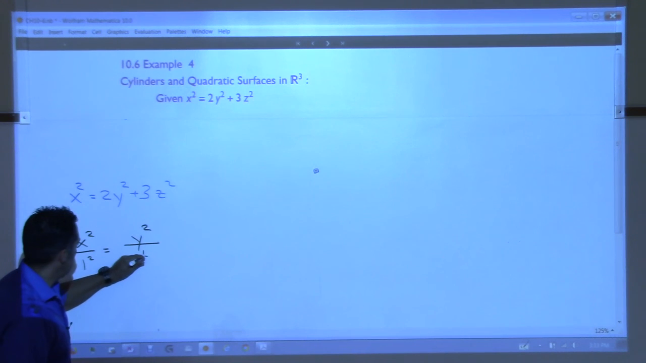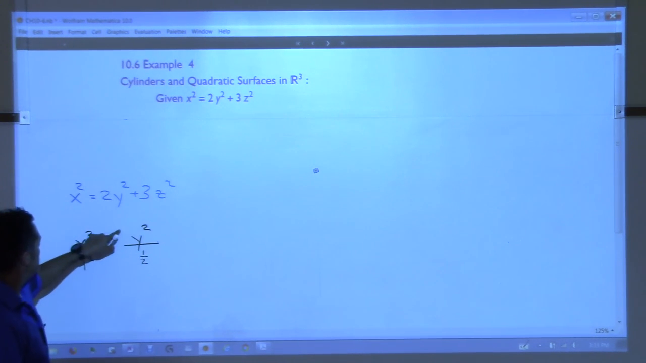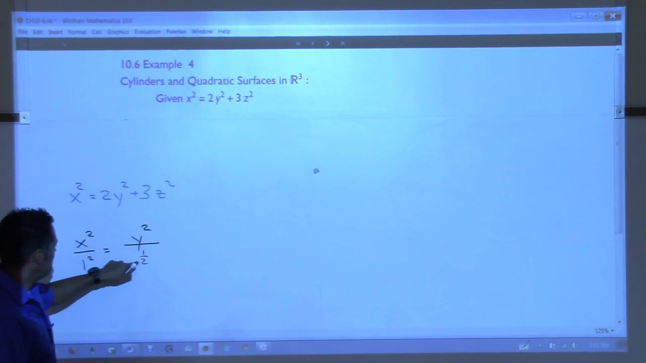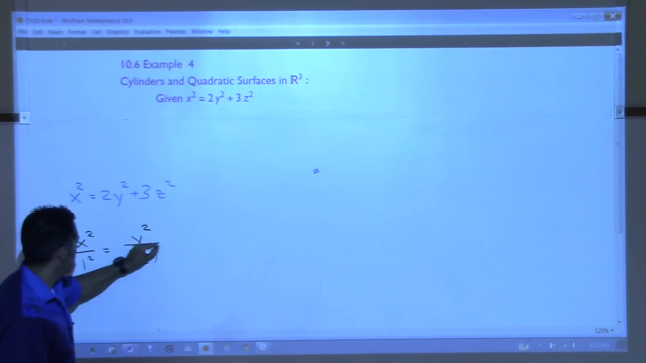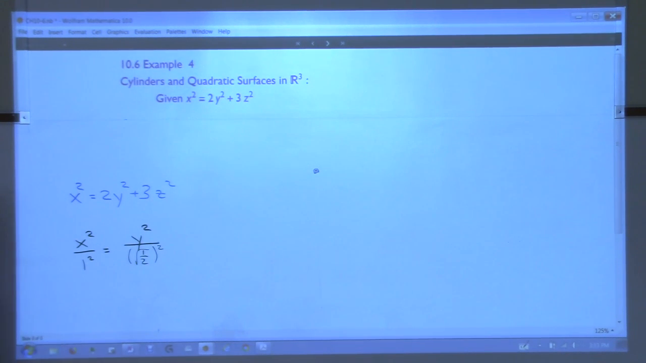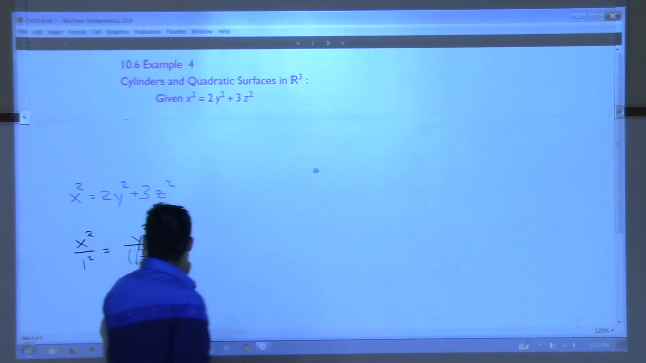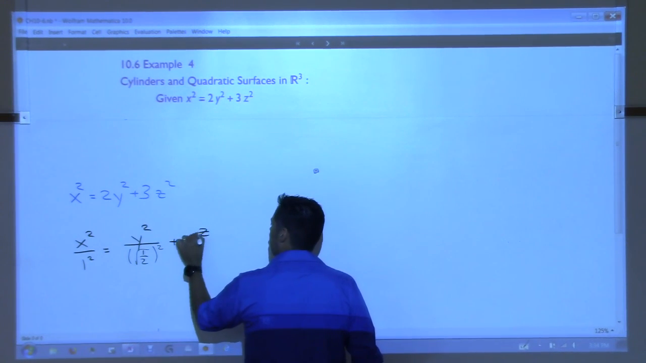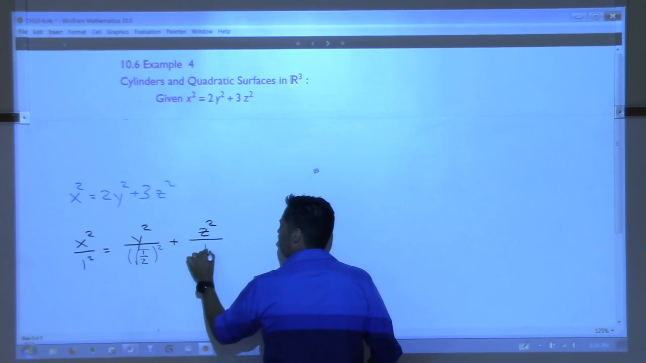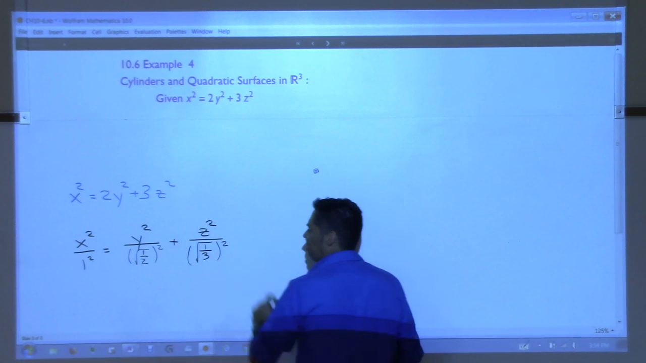Couldn't I do 1/2 down here? That's the same as a 2 up here, right? Yes, but I need that to look like something squared. So what if I do the square root of that, squared? That would be the constant that's being squared underneath the y, and then here we'll do the same thing: z squared over 1 over the square root of 3, squared. So there you go. There's your cone.